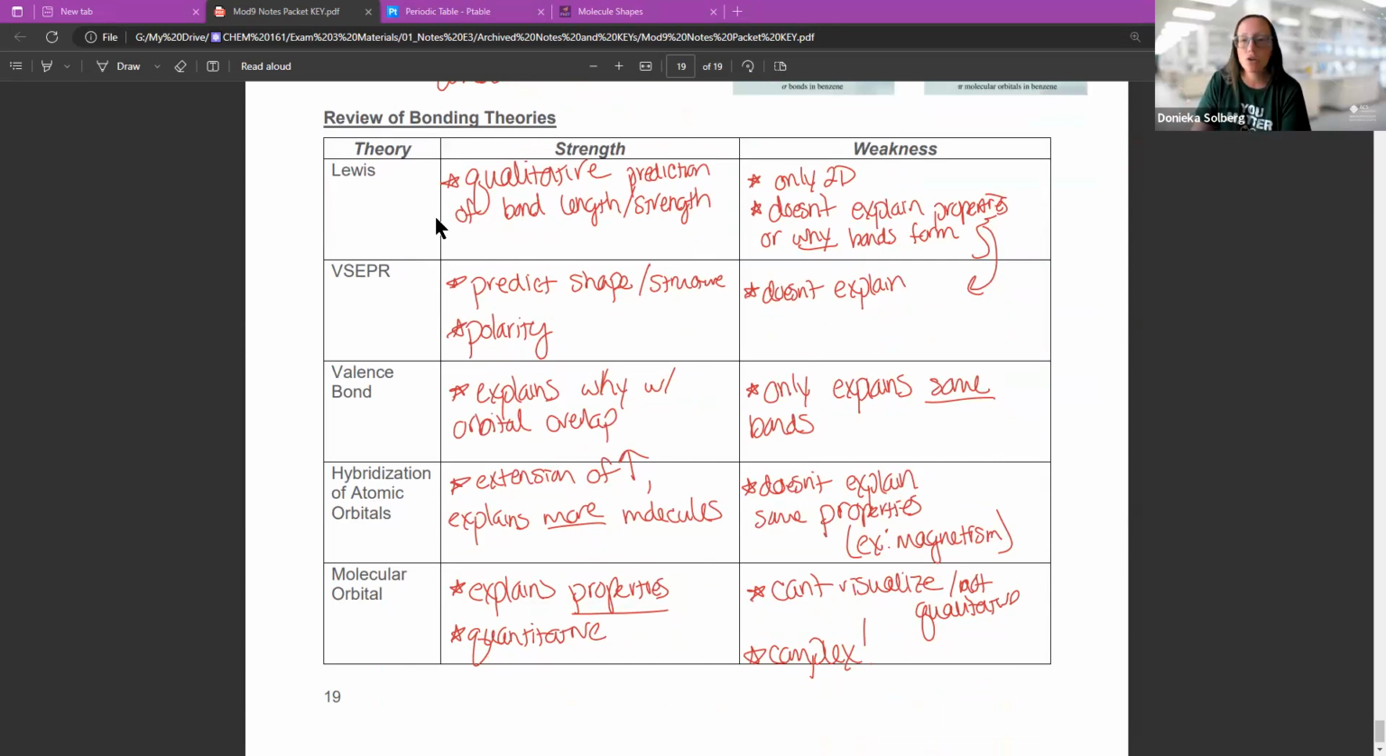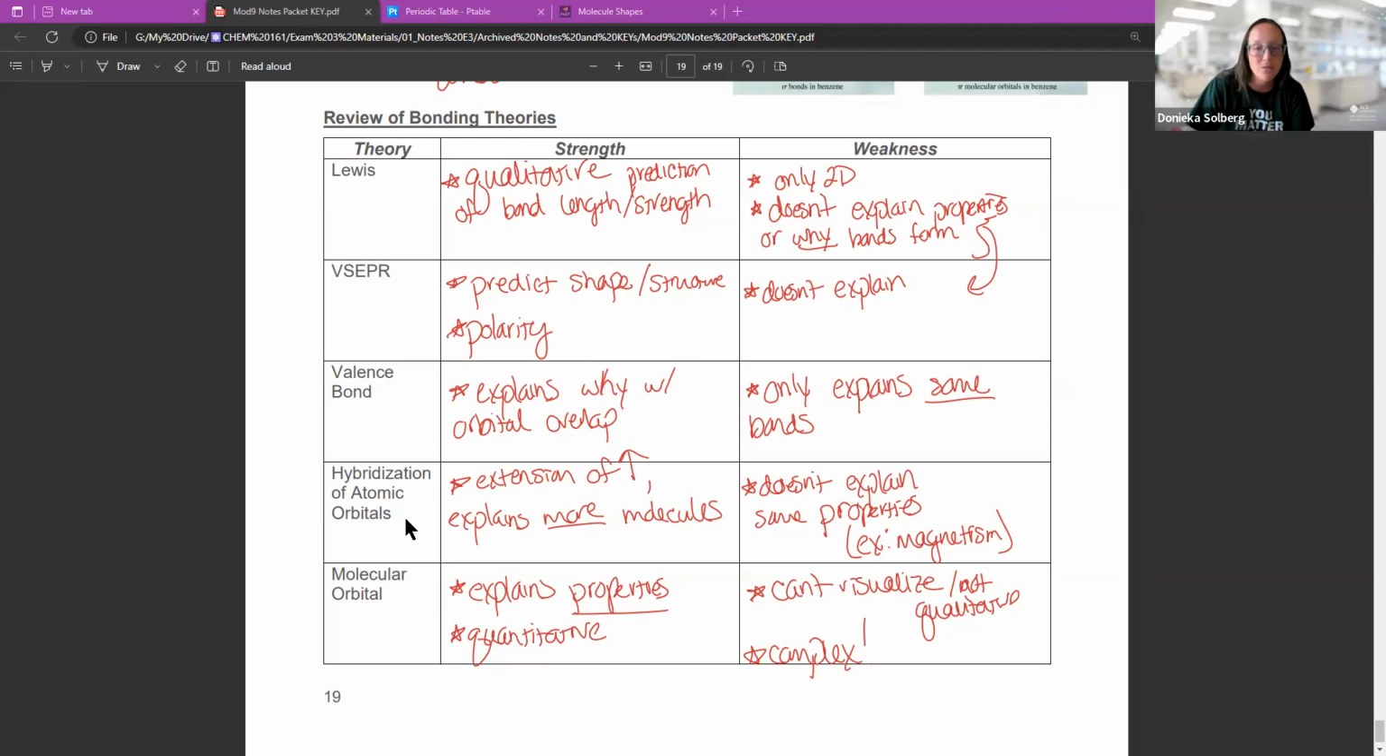So Lewis dot structures are great because they are a qualitative prediction of the bond length and bond strength. Okay, we can draw them out. We can see them pretty easily. It's 2D. That is one of their weaknesses. They're only 2D and they don't explain the properties, why bonds form, or specific ones. Okay, now some of this also occurs in VSEPR. So VSEPR theory can predict the shape and the structure and the polarity. That's an important property. Again, though, it doesn't explain some of the properties or why the bonds form.